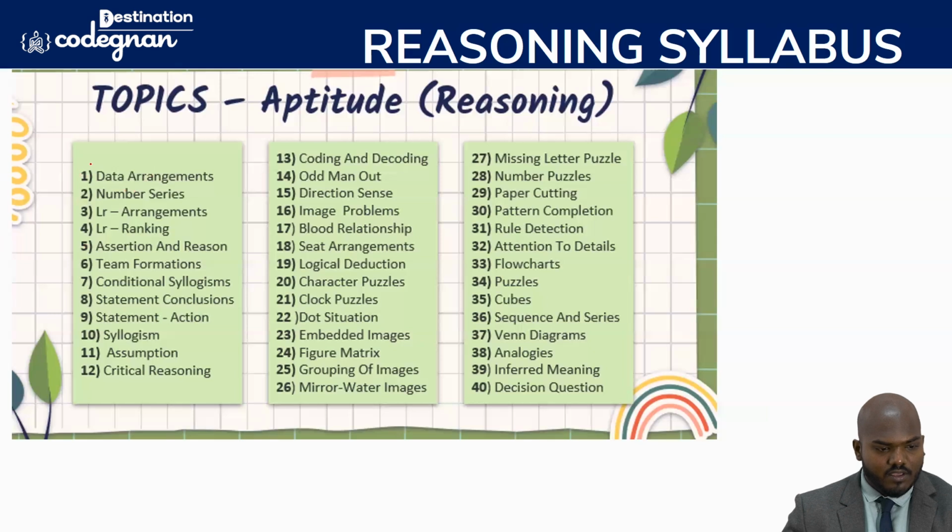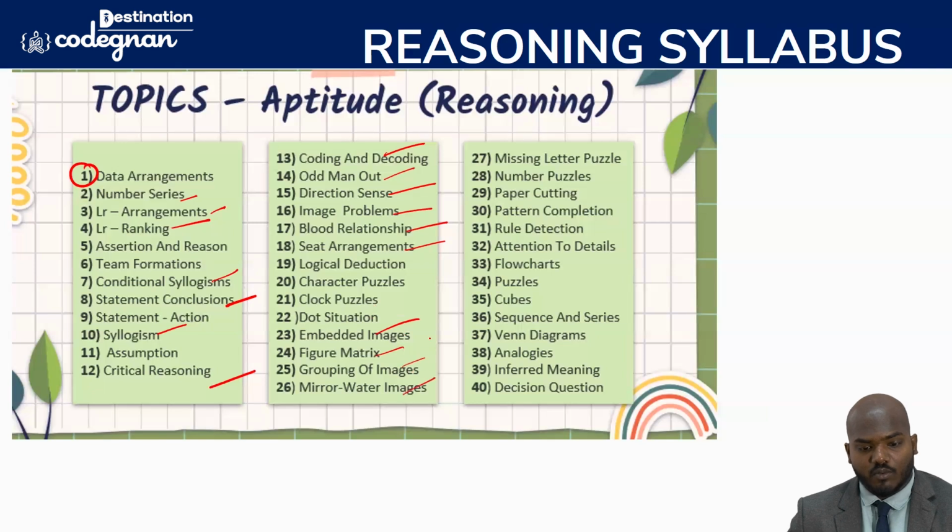Coming to data arrangement, that's the first important thing here. Next we can have the number series. You can expect the maximum number of marks from the letter and alphanumeric series, as well as linear arrangement, linear ranking, syllogism, statement and conclusion, critical reasoning, coding and decoding, odd man out, direction sense, image problems, blood relationship, seating arrangement, embedded image, figure matrix, group of images, mirror and water images, missing number, letter puzzle, paper cutting, Venn diagrams, and analogies.